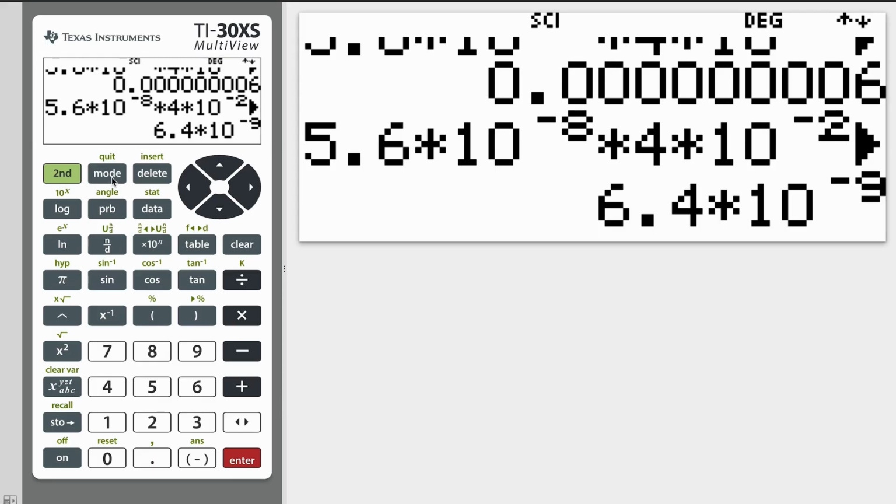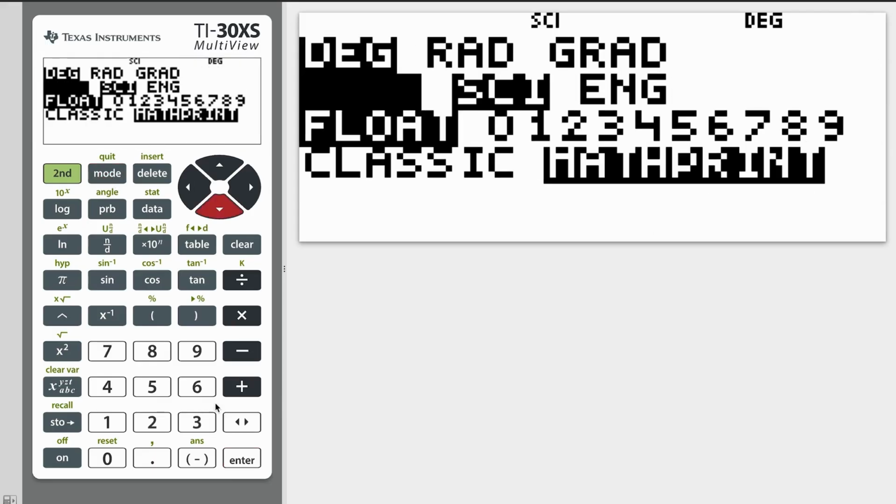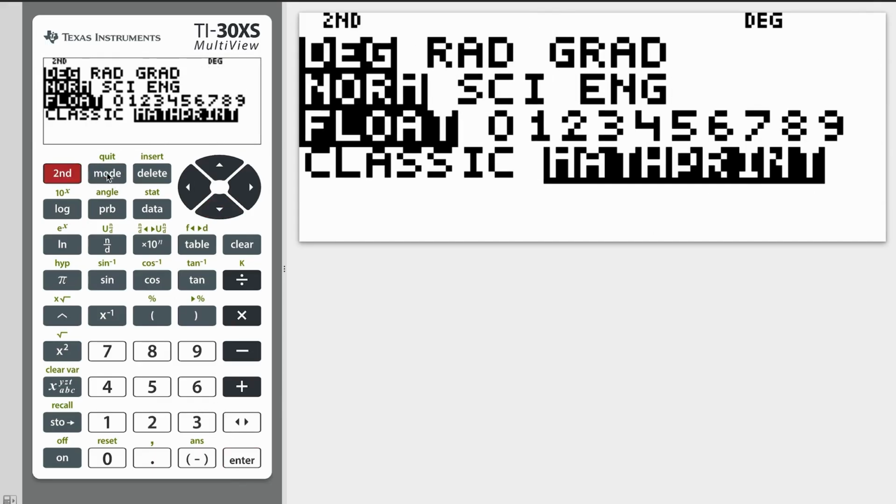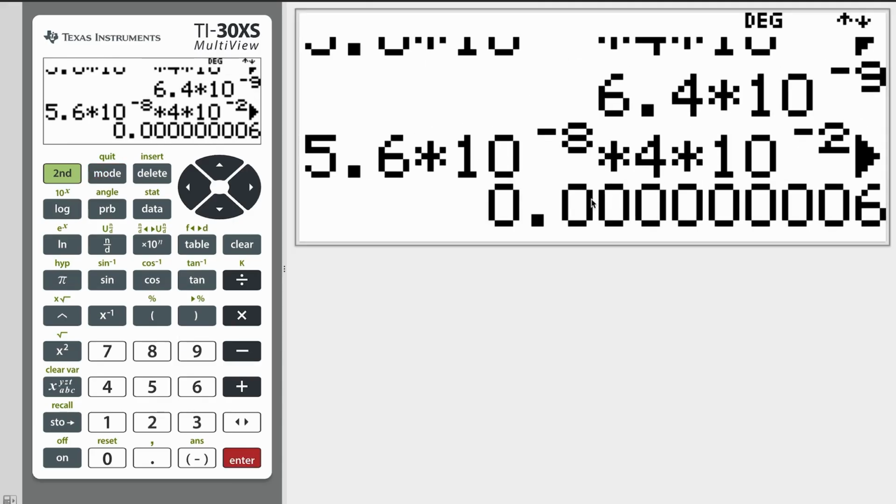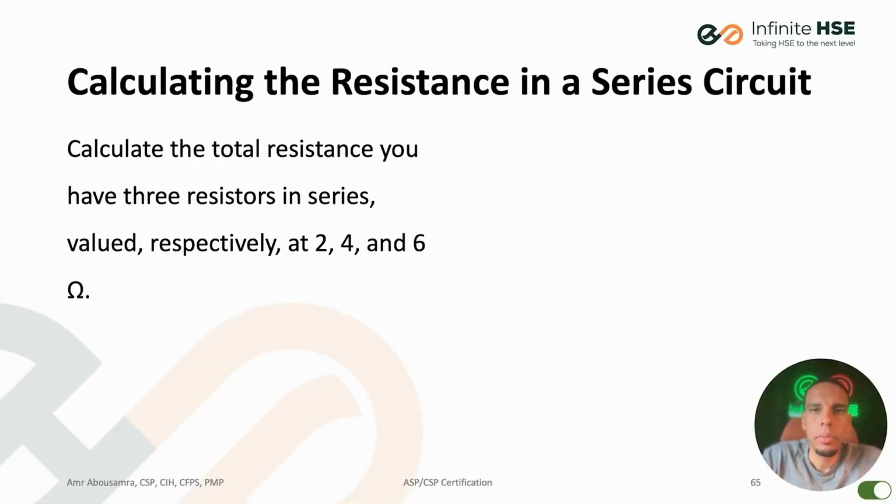Okay, if I want to go back to the standard format, I'll use the arrows to select normal, then quit, then enter, and it will display again in the standard format. So that's the difference between the two formats and how to easily switch between them. The next part is about calculating resistance in a series circuit, which is also an easy part.